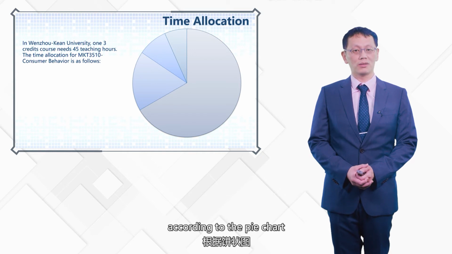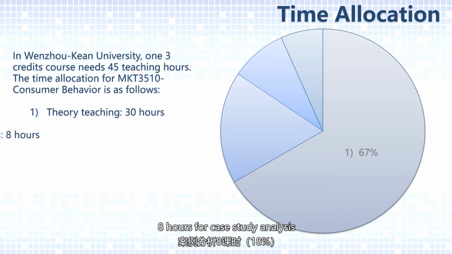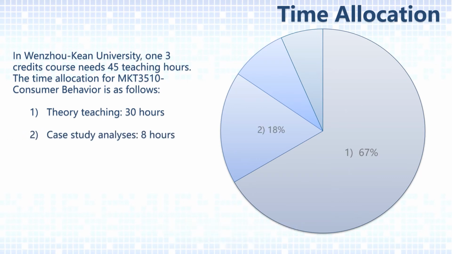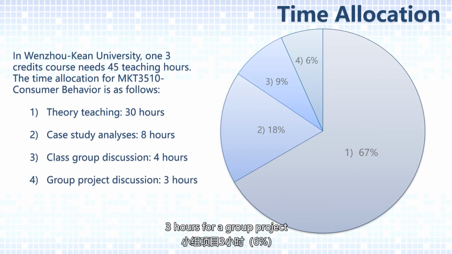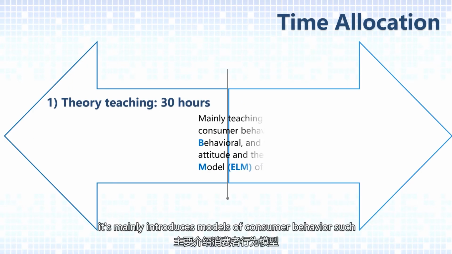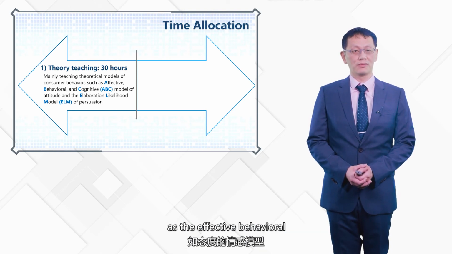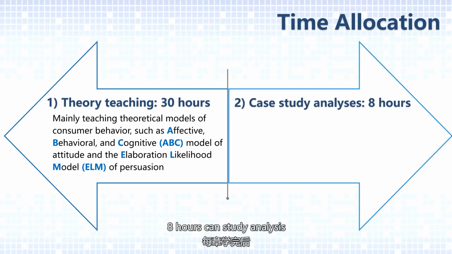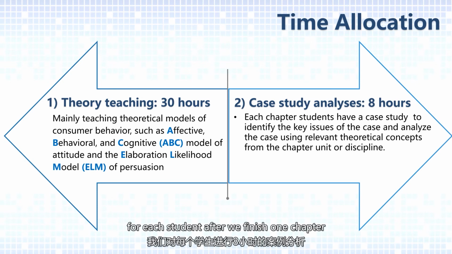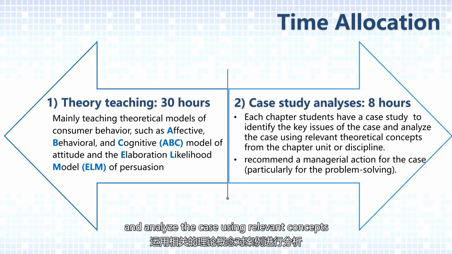According to the pie chart, it is easy to see we have 30 hours for theory teaching, 8 hours for case study analysis, 4 hours for class group discussions, 3 hours for a group project. The theory teaching mainly introduces models of consumer behavior such as the affective, behavioral, and cognitive ABC model of attitude. The 8 hours of case study analysis for each student come after we finish one chapter. It lets students identify the key issues of the case and analyze the case using relevant concepts.